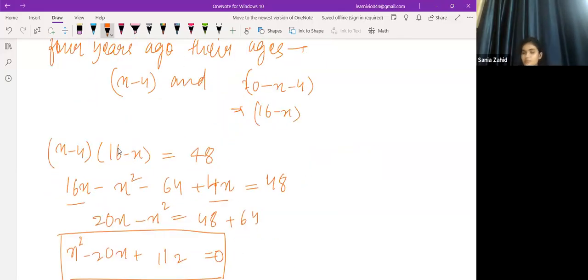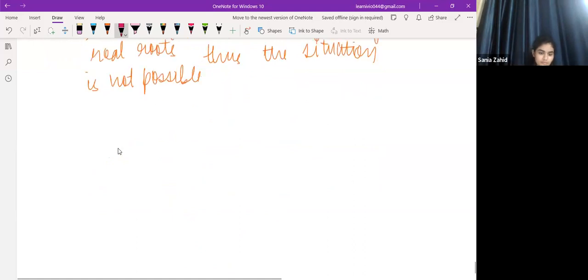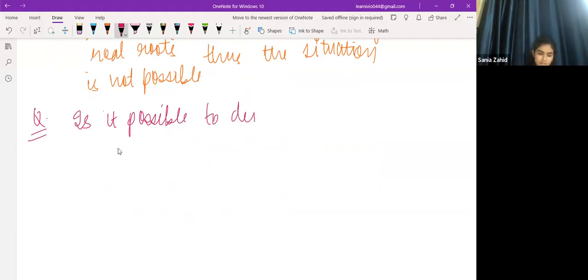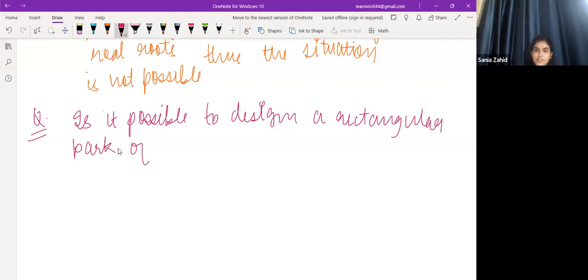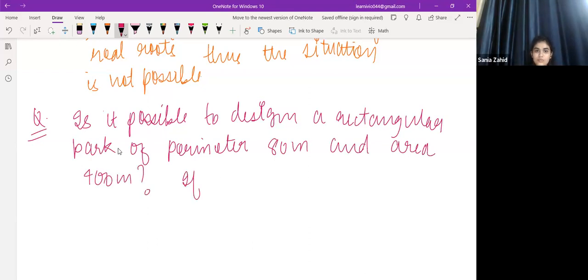Yes, ma'am. Okay. So one last question for this one we have: is it possible to design a rectangular park of perimeter 80 meters and area 400 meters? If so, find its length and breadth.